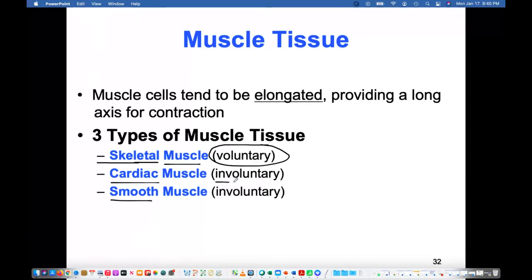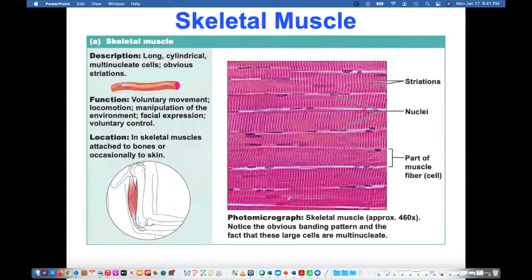Cardiac muscle is involuntary. You can't consciously speed up your heart rate or slow it down on command. And smooth muscle is also involuntary. So here's skeletal muscle, what it looks like under a microscope. Both skeletal muscle and cardiac muscle are both striated. You can see these striations here.